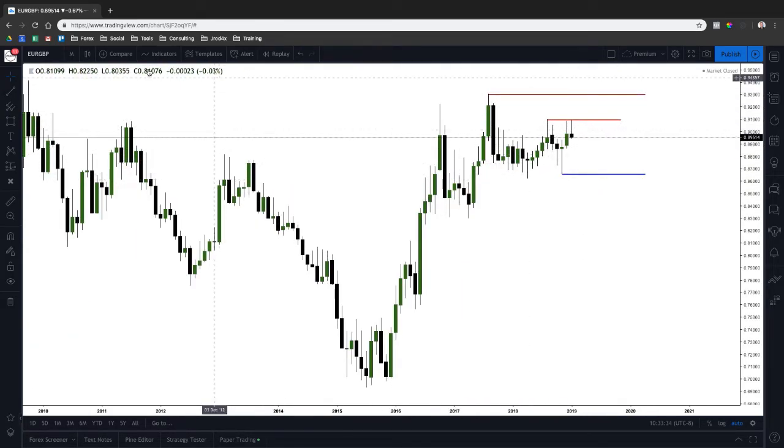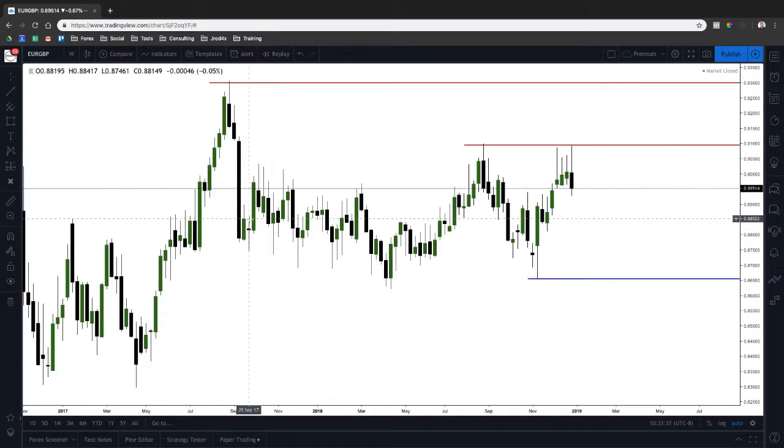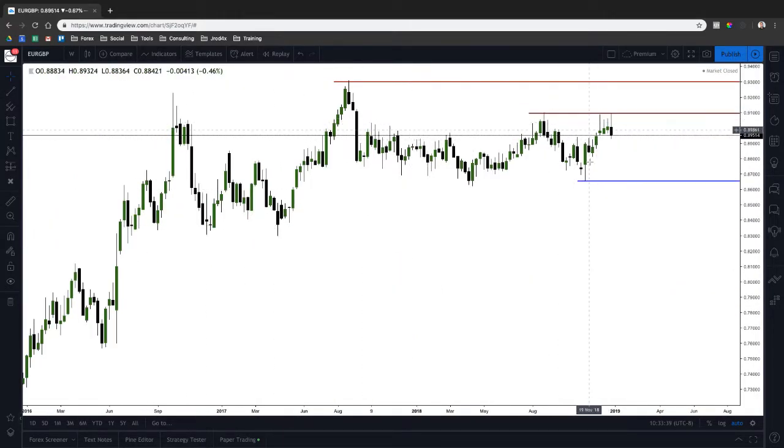So we've got our monthly levels on here now. Let's drop down to a weekly chart. You guys can see this is the consolidation, if you would say, that we're kind of held within. So this is like the range.